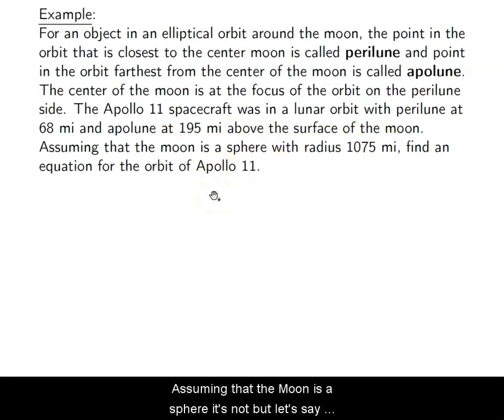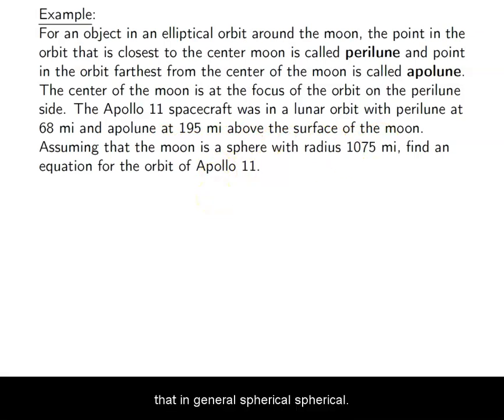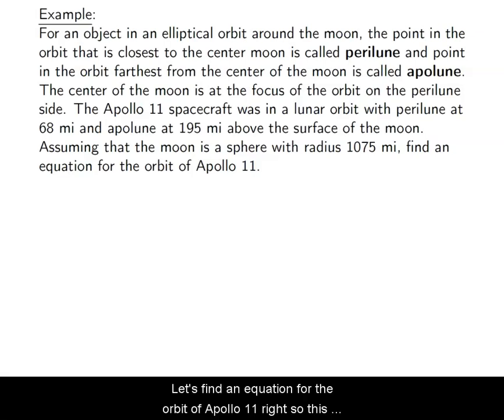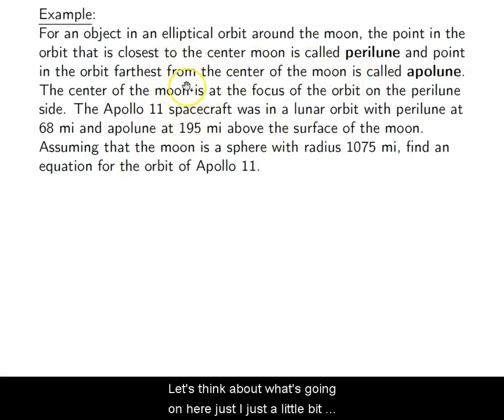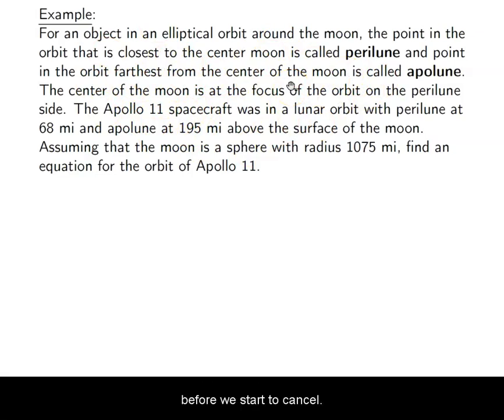Assuming that the moon is a sphere, it's not, but let's say that in general it's spherical, right? That has a radius of 1,075 miles. Let's find an equation for the orbit of Apollo 11, right? So this is something that a NASA scientist would do, right? When you're trying to send a satellite out, trying to orbit the moon, trying to do any of the cool fancy stuff that scientists do, okay? So let's think about what's going on here. Let's digest this a little bit before we start to get into math.